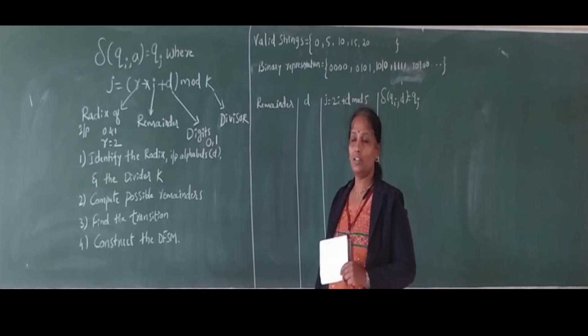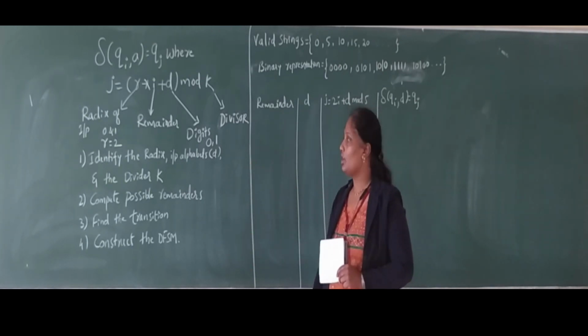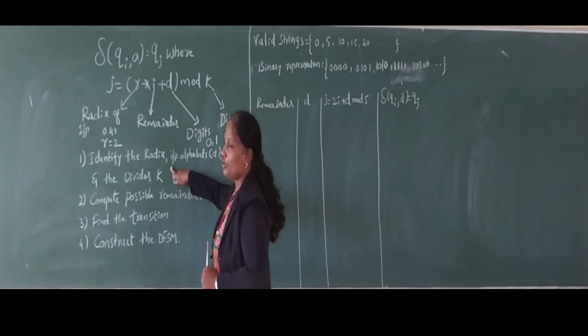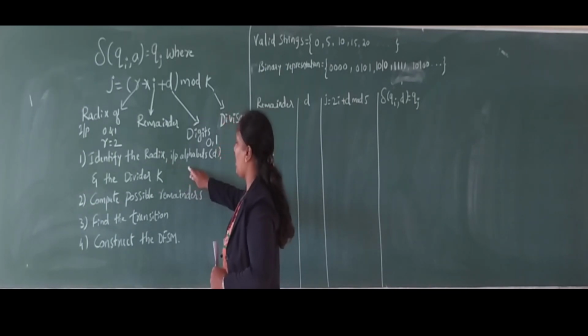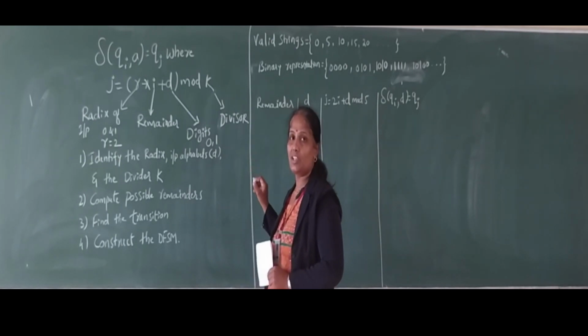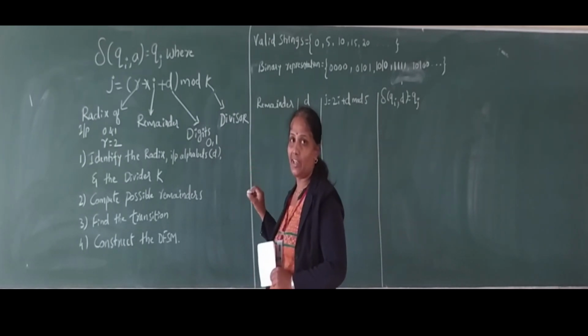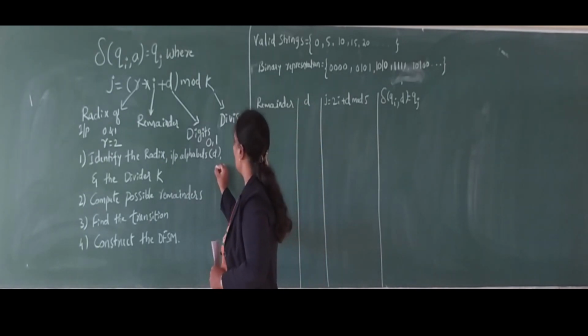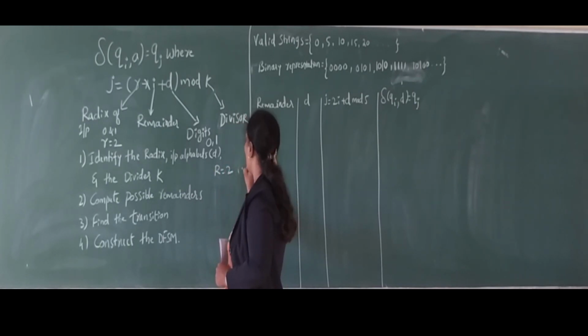Next I should apply these 4 steps. So first I should identify what? The radix. As given in the question, the numbers are represented by zeros and 1. Binary numbers means 0 and 1 will come. So what is the R value here? R equals 2. Only 0 and 1 you are going to consider.